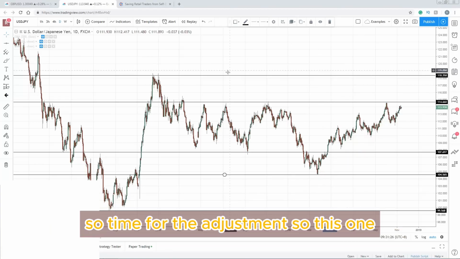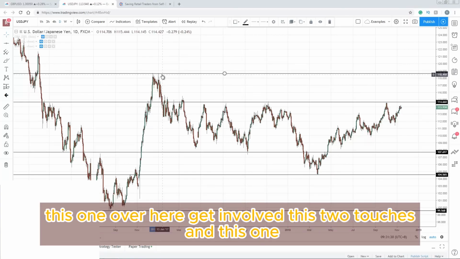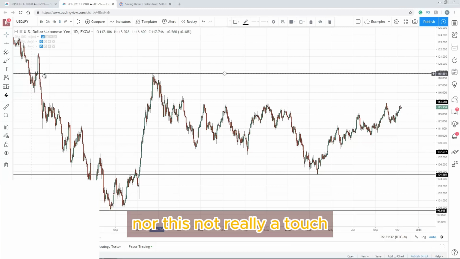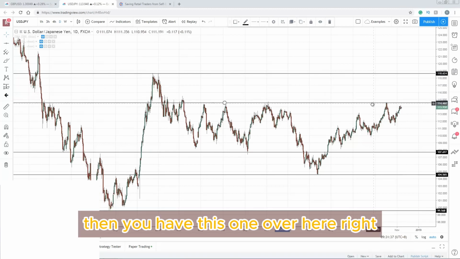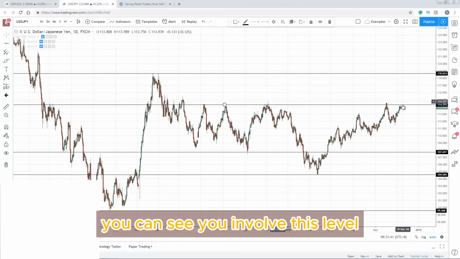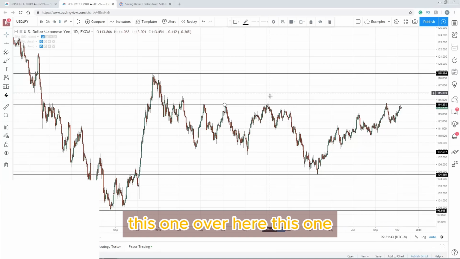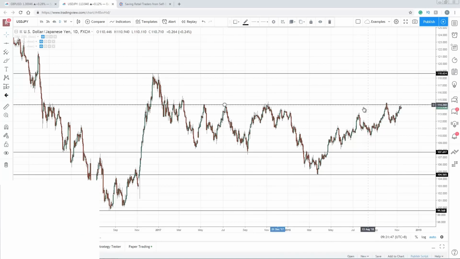So time for the adjustment. So this one, I'll shift it up slightly higher. Again, this one over here gets involved, there's 2 touches, and this one, ignore this. Not really a touch, but a breakthrough. Then you have this one over here. I'm going to adjust this slightly lower. You can see you involve this level, this one over here, this one, and this one. Quite a number of touches.